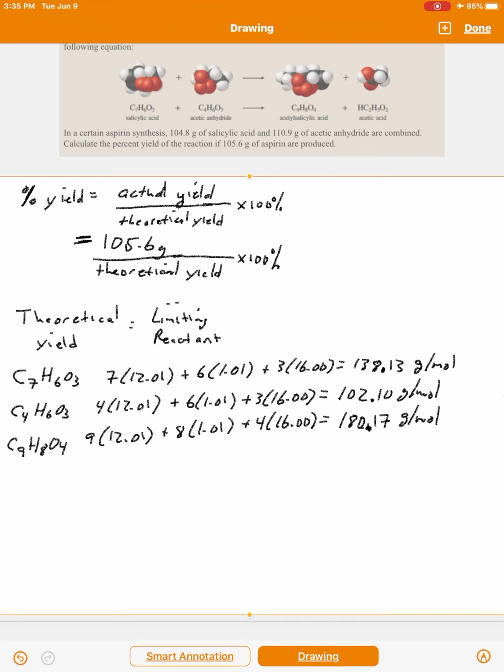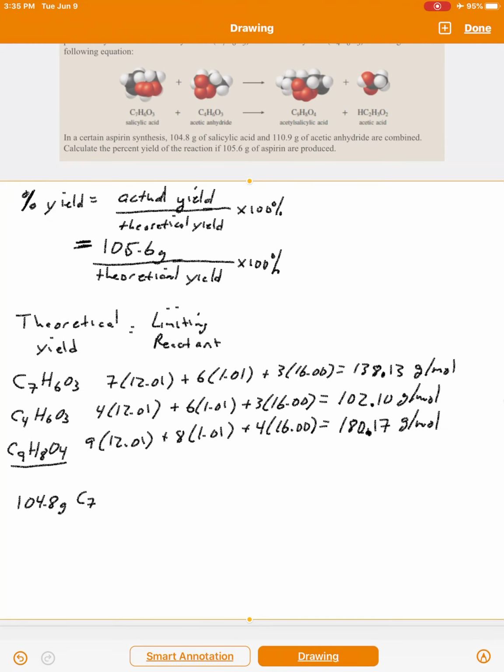Okay, so now we're going to figure out how many grams of the aspirin, remember this is the aspirin down here, are going to be produced from each of those reactants. Luckily the balanced equation is 1-to-1 stoichiometry, so that's easy. So let's go ahead and figure this out. We have a reaction between 104.8 grams of salicylic acid, which is C7H6O3. 1 mole of that is 138.13 grams.